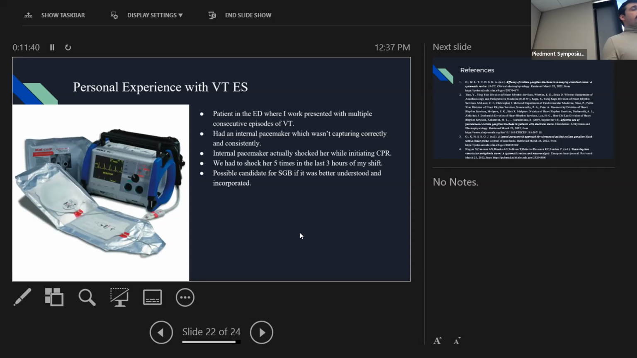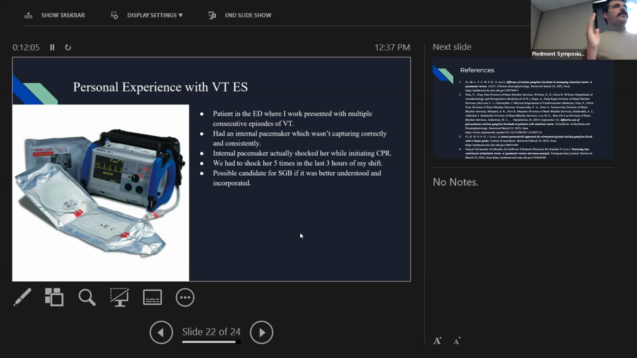So as we're starting CPR on her, her pacemaker finally fires. Her eyes open wide. She grabs my arm. She's like, "Stop that!" And I'm like, fair enough, fair enough. But we ultimately did have to shock her 5 times in the last 3 hours of my shift. And besides shocking being painful, all that electricity to the heart is not necessarily healthy in the long term too.